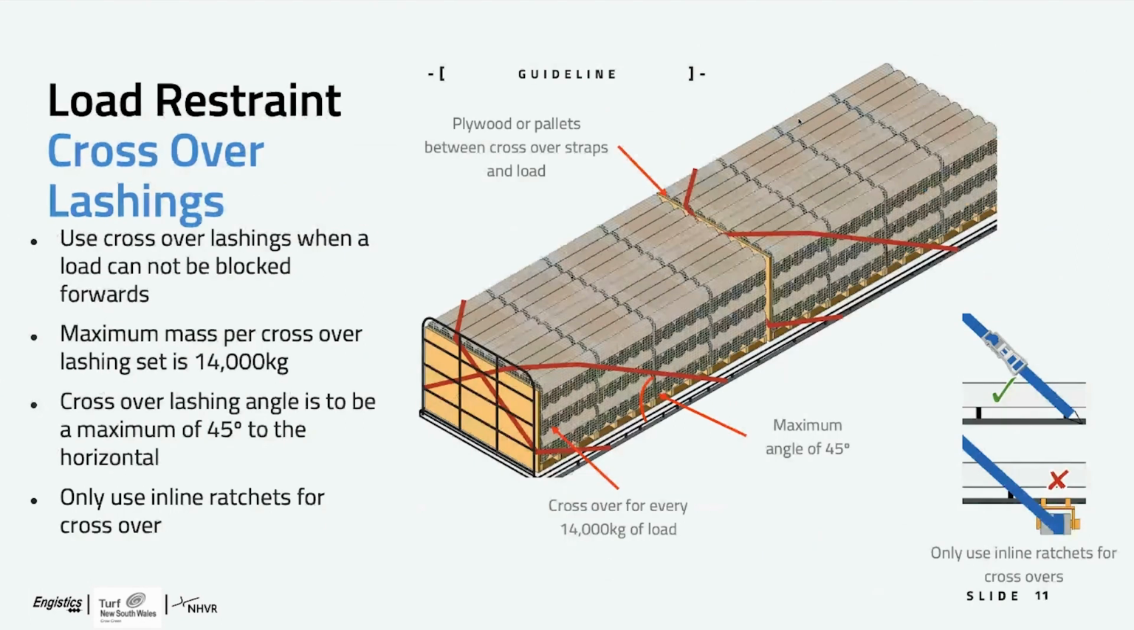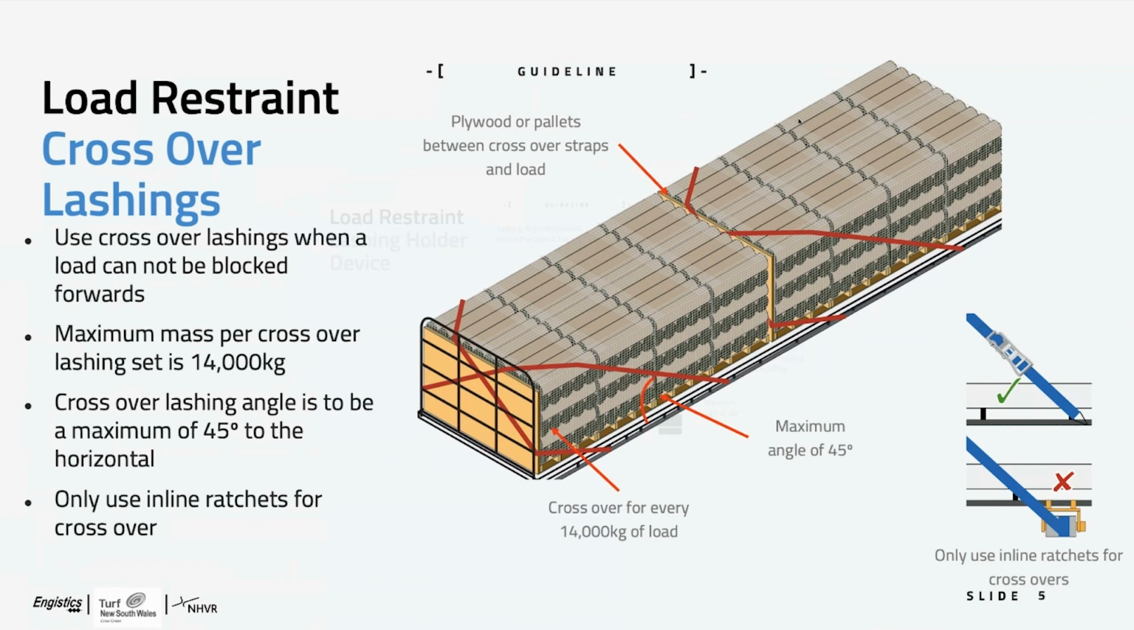When we're using crossover straps, when you can't block forwards or have something like a pipe gate at the front, you want to use 2 webbing straps with ratchet binders, not underslung winches. We want the angle to be no greater than 45 degrees, with plywood in front to help hold the load against the turf pallets. We need one of these sets per 14 tonne of pallet mass. And then we tie down after this.